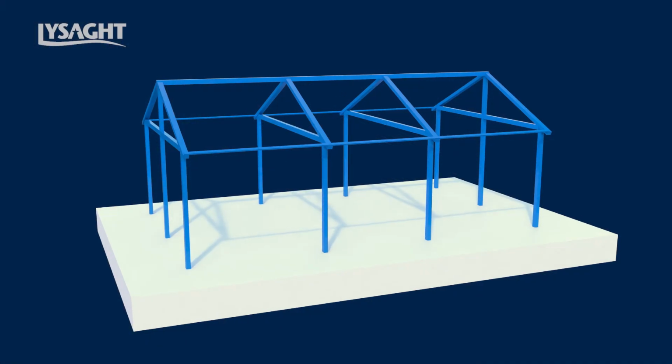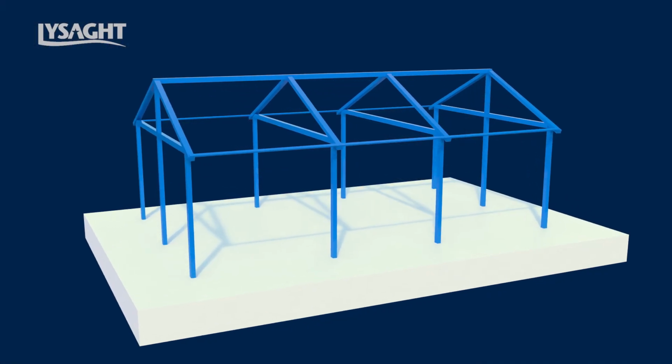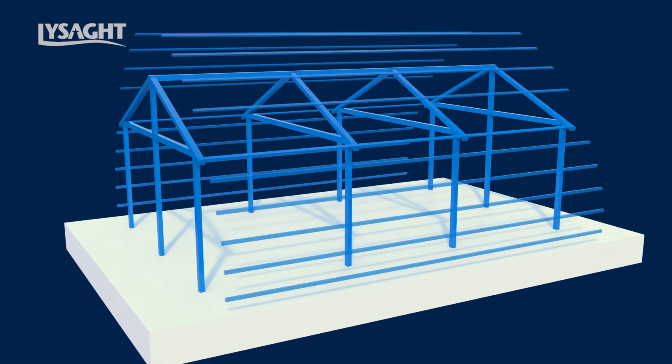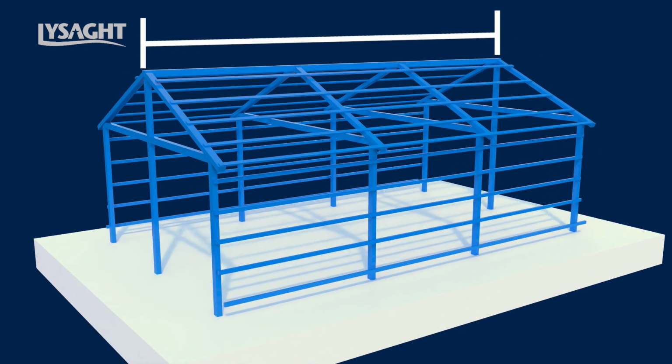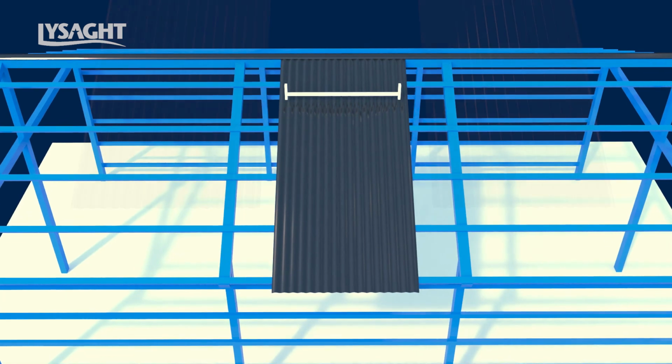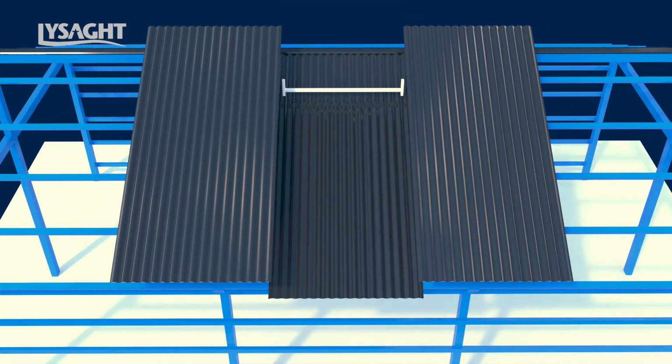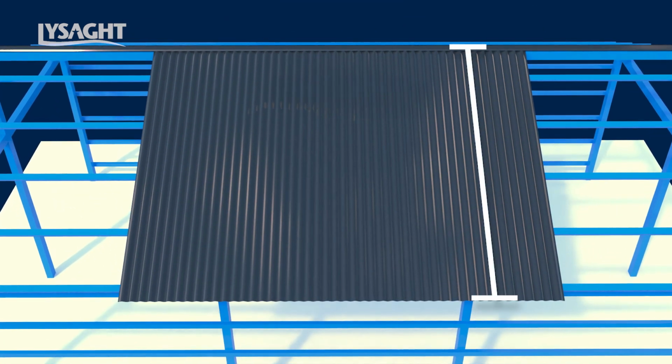In order to calculate how much cladding is needed to cover the roof or wall, we need to use three key measurements. 1. The total width of the roof or wall to be clad. 2. The cover width of our chosen cladding profile. 3. The total length of the area to be clad.